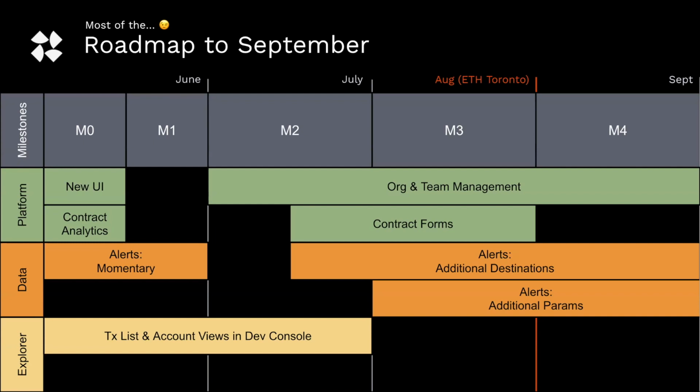Actually, to hop back up, since I did the whole timeline for data, I'll go back to platform. So we mentioned the UI and contract analytics. Another aspect of this, as it continues to get more complex, is going to be organization and team management. We actually had this figured out a little bit to an extent on the data side, but we need to actually surface this in the UI, which is a whole can of worms. If anyone here has dealt with permissions and organization management features.